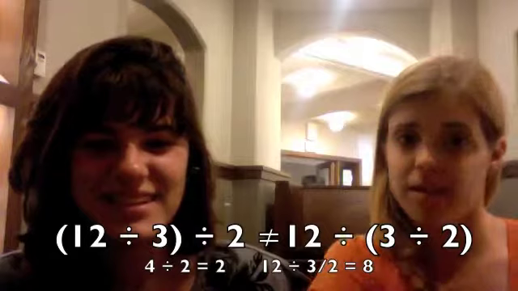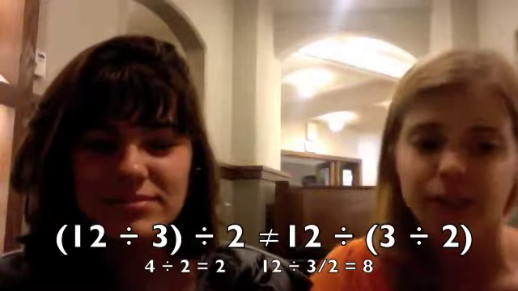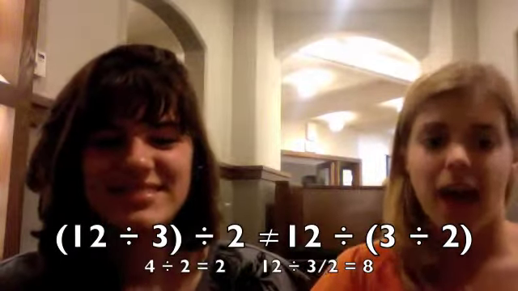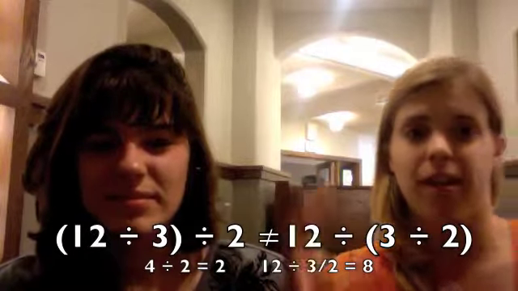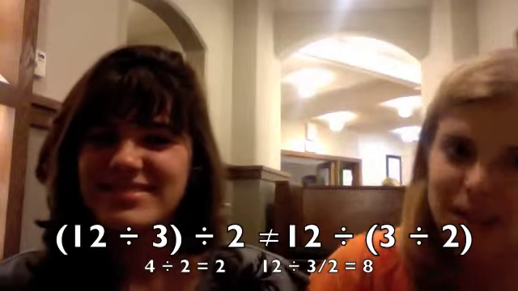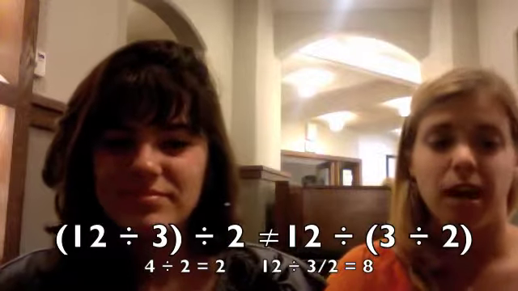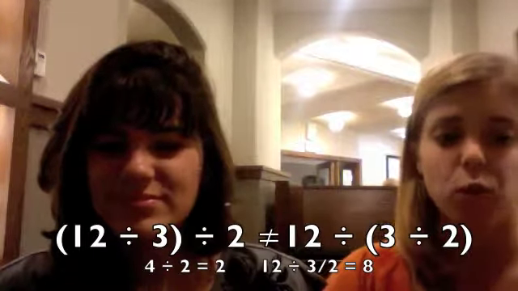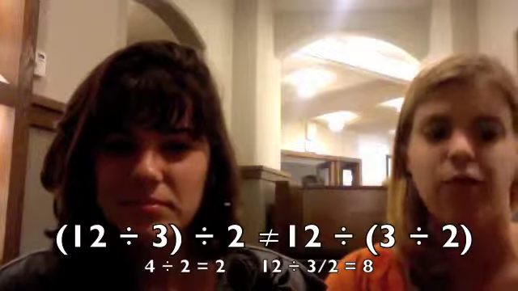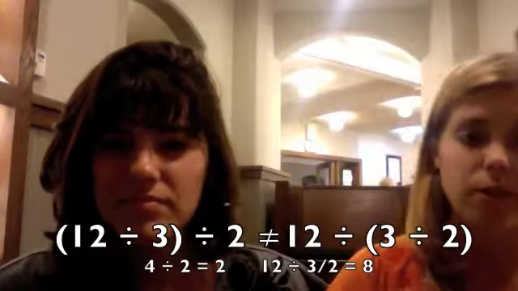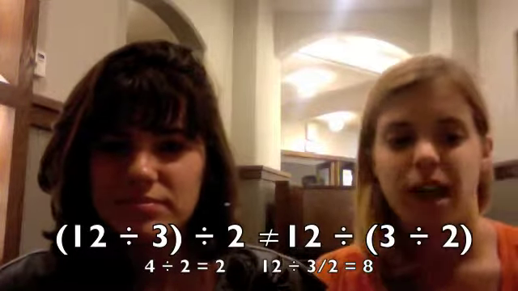So for example, you're in the cafeteria and you have, pretend it's your circle, so you have to do that first. So if you have the equation in parentheses 12 divided by 3, and then outside the parentheses is divided by 2, that is not the same as 12 divided by, in parentheses, 3 divided by 2. They're not the same because in the first part you have to do 12 divided by 3 first, which would give you 4, and then 4 divided by 2 equals 2.